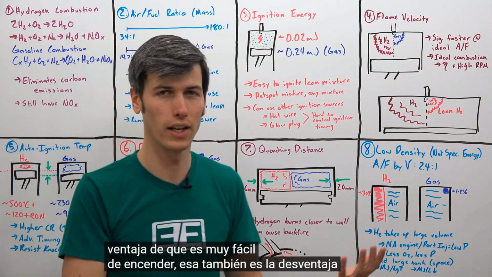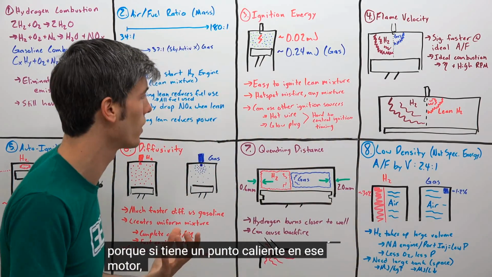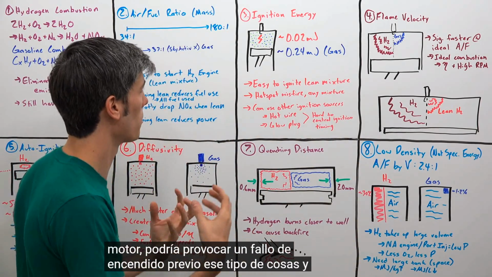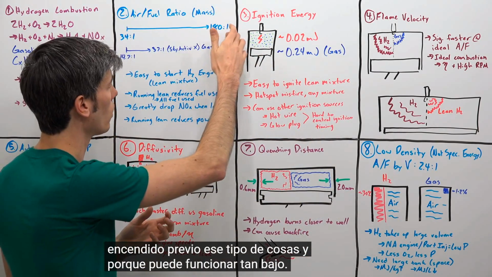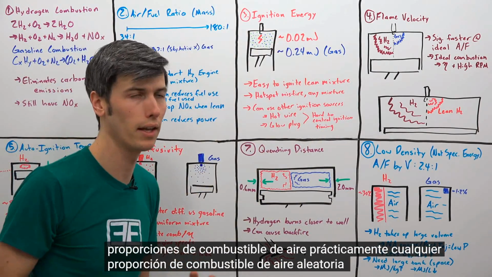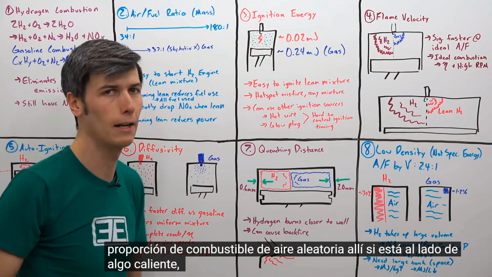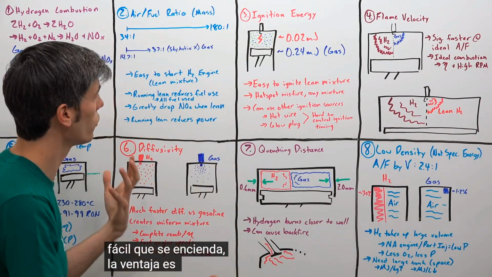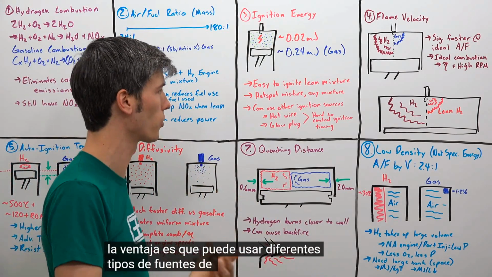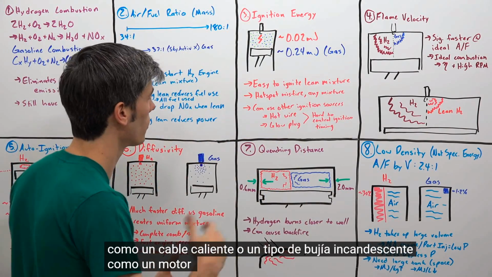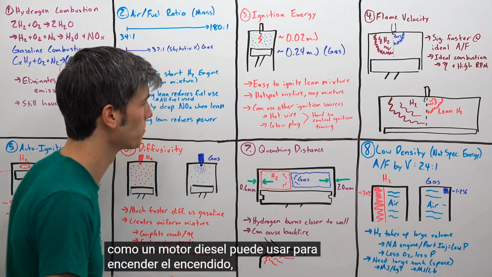That's also the disadvantage, because if you have a hot spot in that engine, it could lead to misfiring, pre-ignition, that kind of thing. And because it can run at such low air-fuel ratios, pretty much any random air-fuel ratio in there, if it's next to something hot, it's going to be pretty easy for it to ignite. The advantage is you can use different types of ignition sources if you wanted, like a hot wire or a glow plug, kind of like a diesel engine may use to get ignition started.